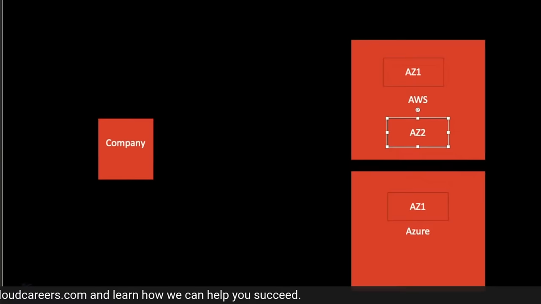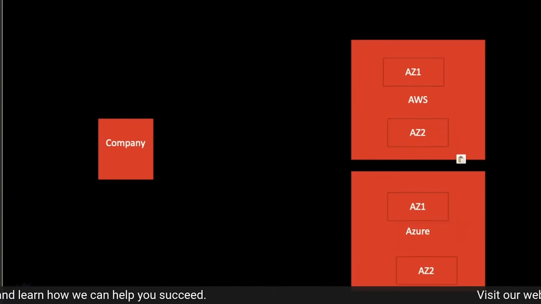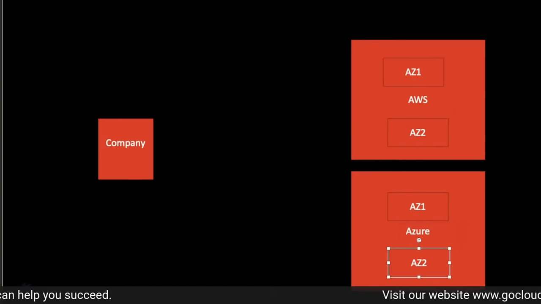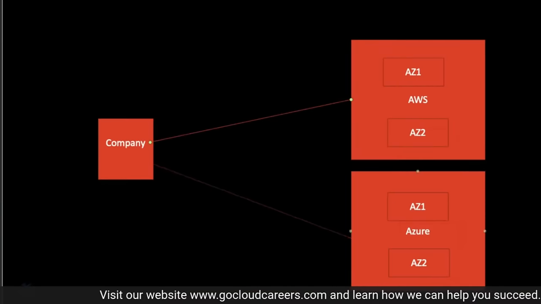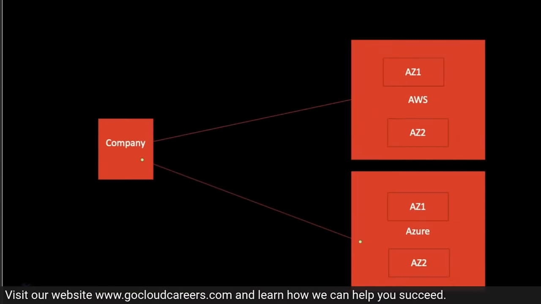All clouds are pretty much the same. They're just somebody else's network in a data center. The only thing that changes is the name. And now we'll have networking connections to both cloud providers. And by doing so, we can leverage the best services that each cloud provider has.